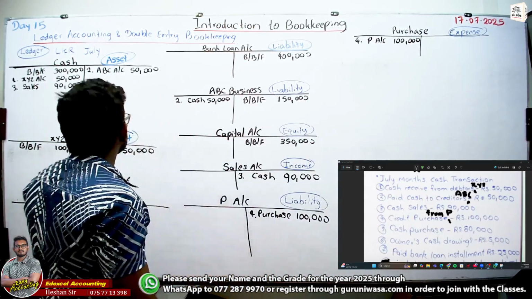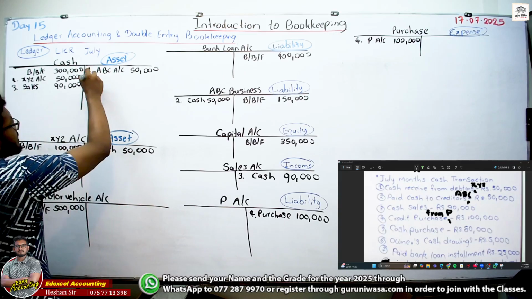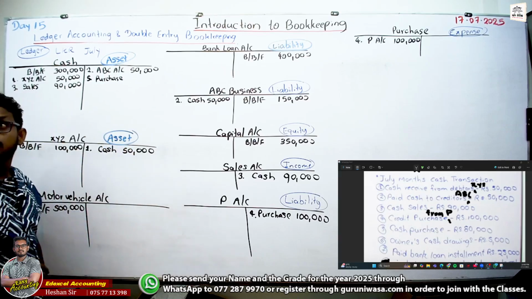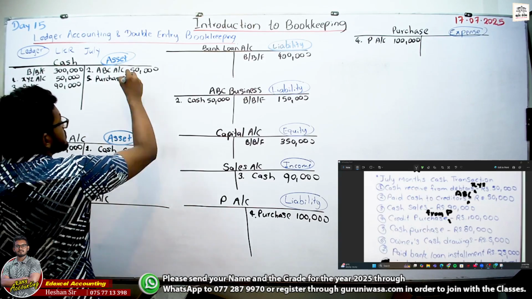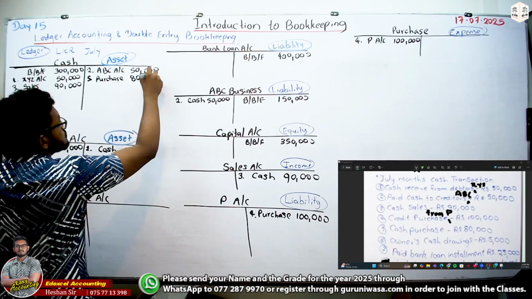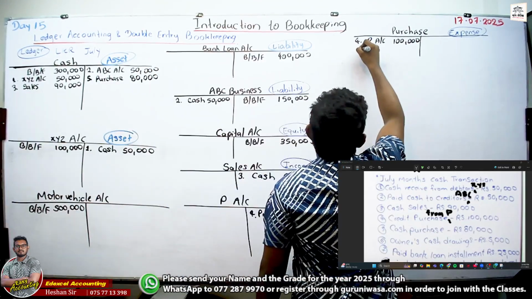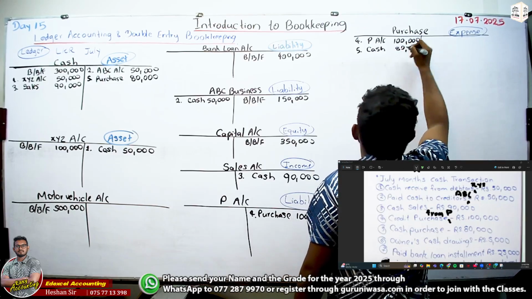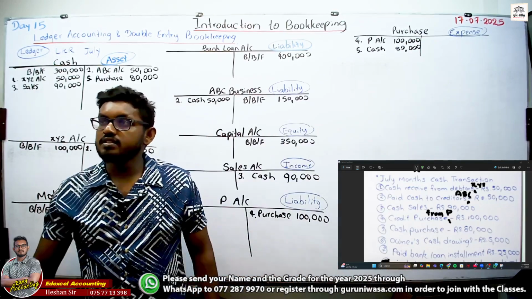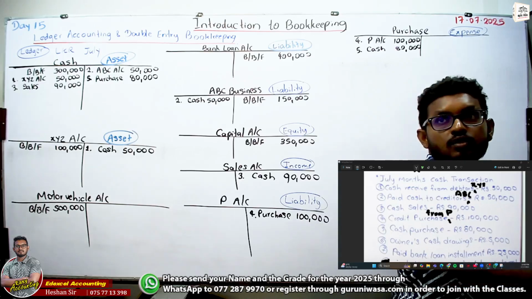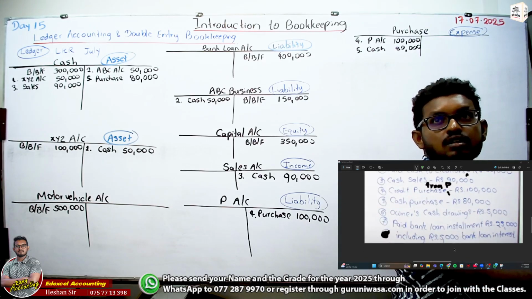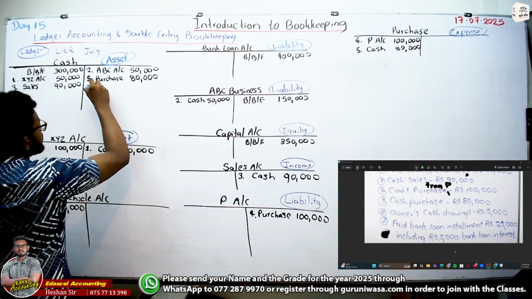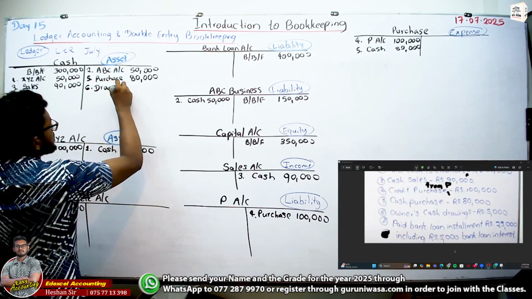Cash purchase, cash account credit, purchase account debit 80,000. Cash. Number 6, owner's cash drawings 5,000. When the owner withdraws cash, cash account credit, we debit the drawings account 5,000.